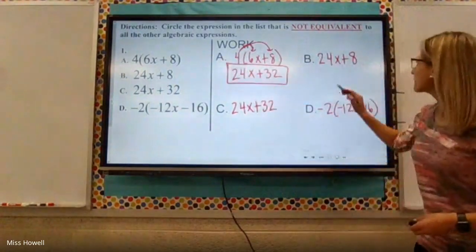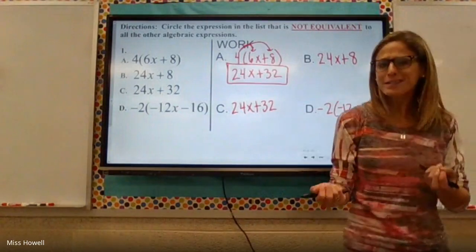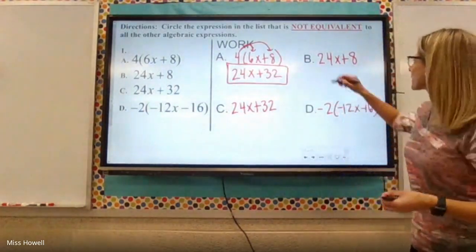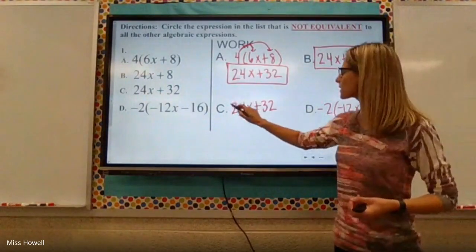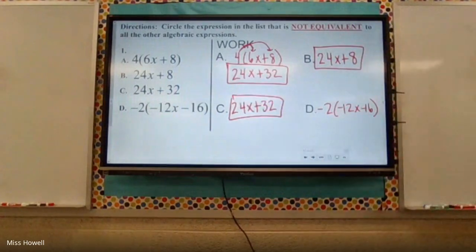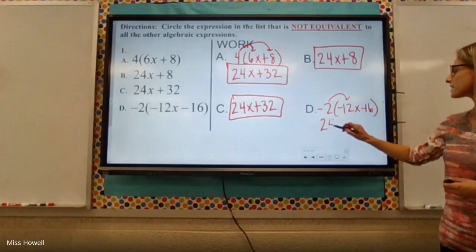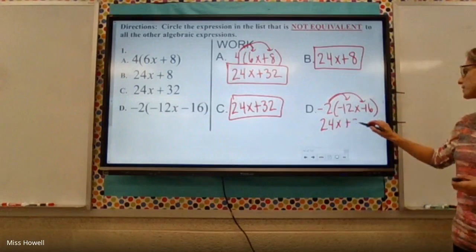B is already in its simplified version. There aren't like terms, nothing we can put together here. That one's done. Same thing here, this one's already in its expanded version. It's done. Down here, we want to expand it to get its simplified version. A negative times a negative will give us a positive 24x. And same thing here, a negative times a negative will give us a positive 32.